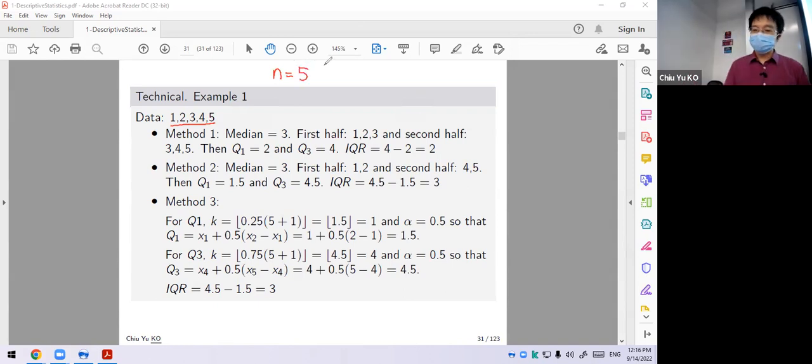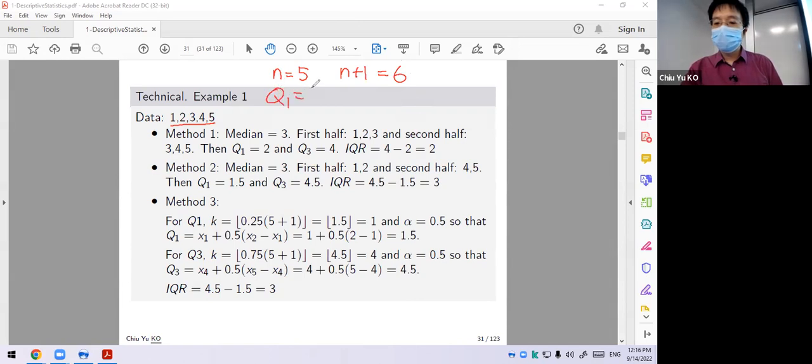n is 5, so n plus 1 is 6. Remember, Q1 is a quarter of n plus 1 data. So n plus 1 is 6. 6 over 4 is what?